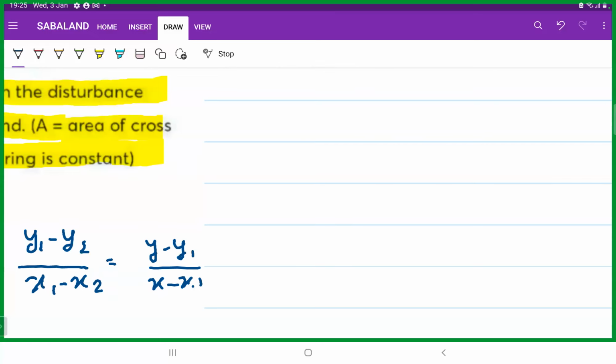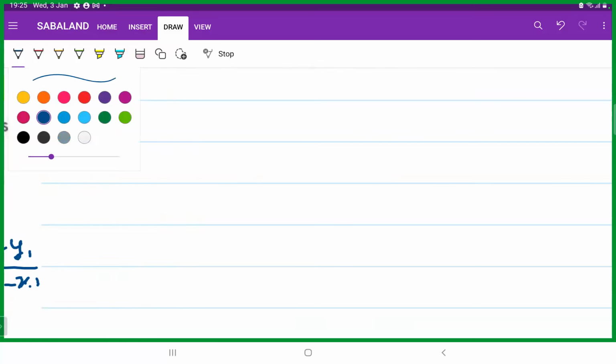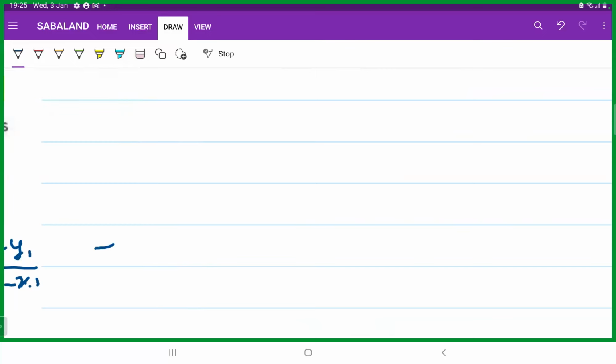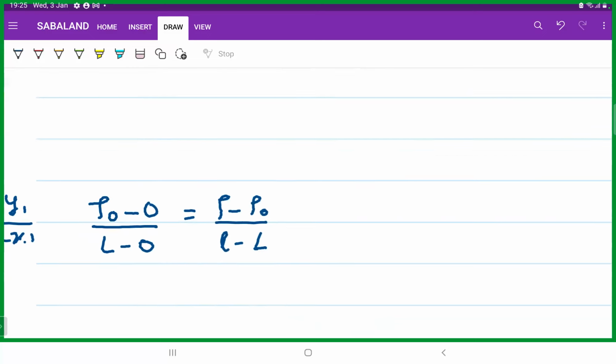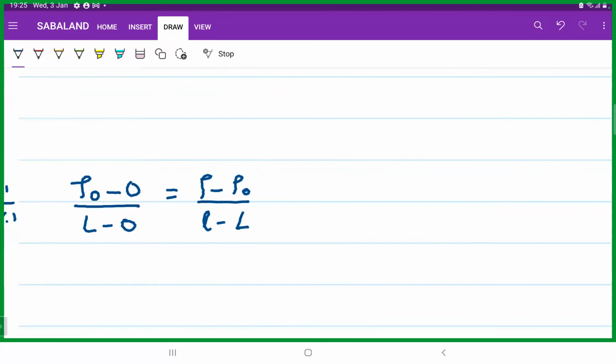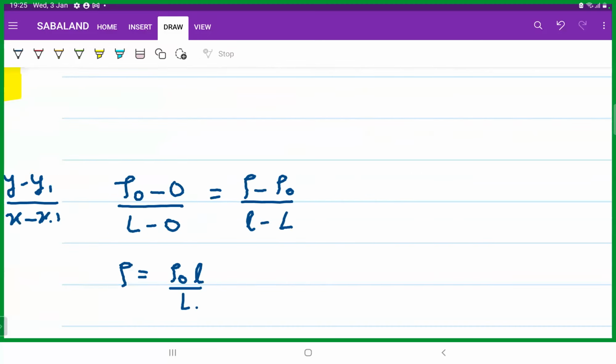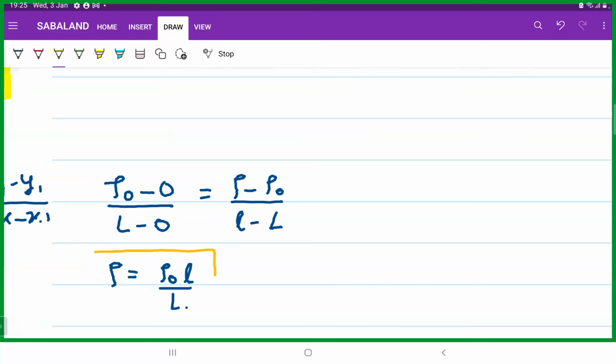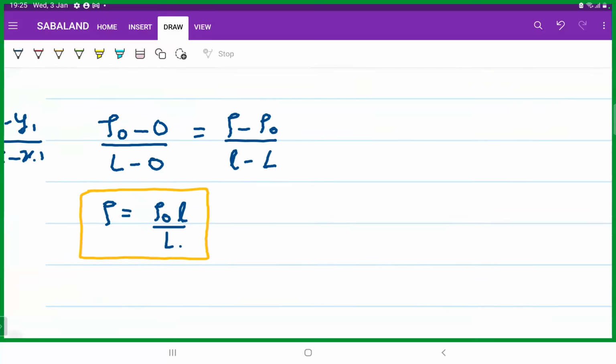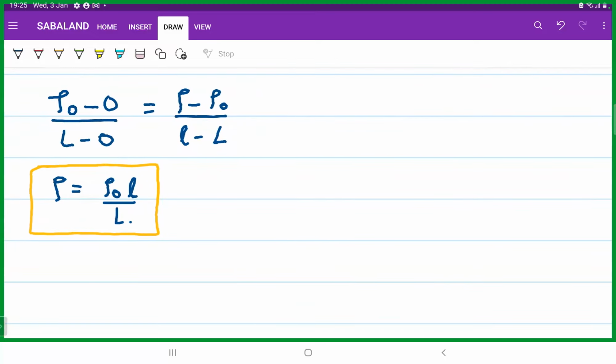So if we follow this graph, we will see that rho naught minus 0 divided by L minus 0 is equal to rho minus rho naught by small l minus capital L. Upon solving this equation, we will get rho is equal to rho naught l by capital L. This is the equation of the density, how it varies with length.